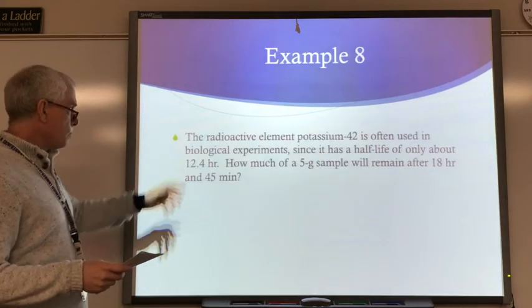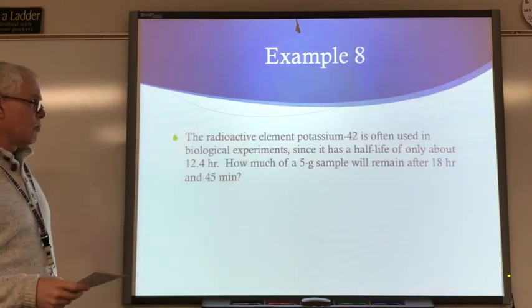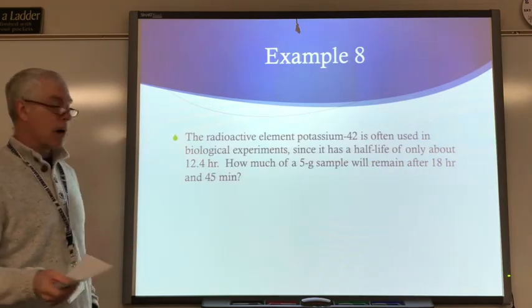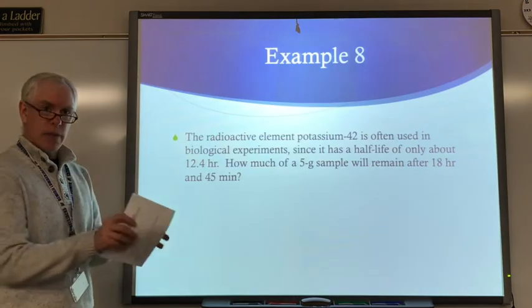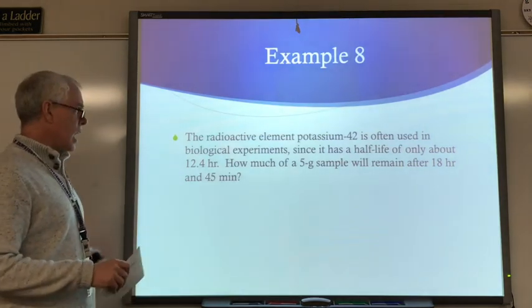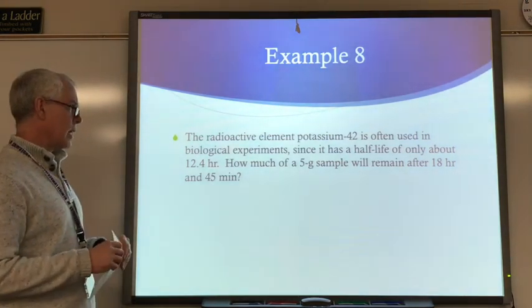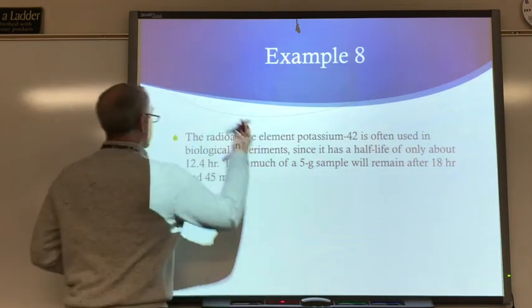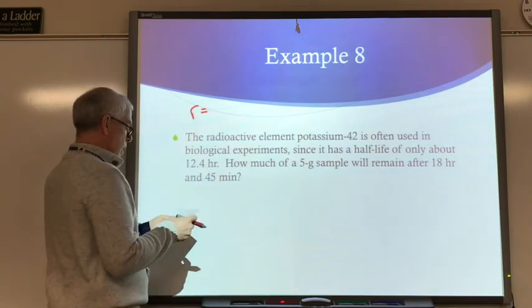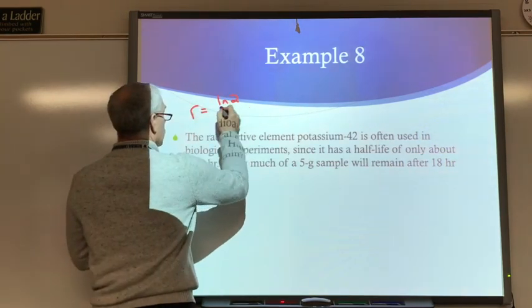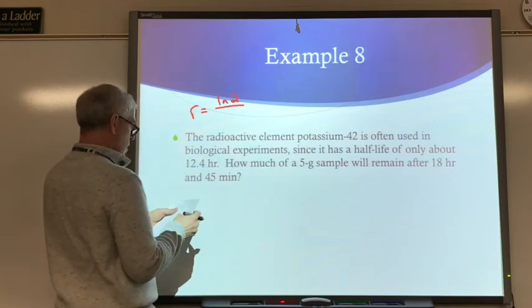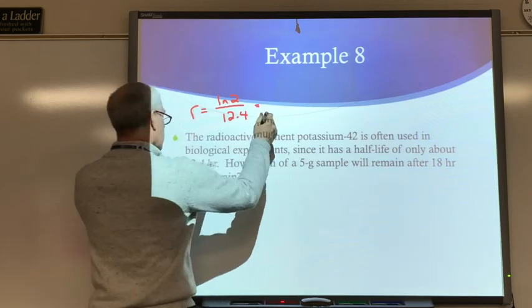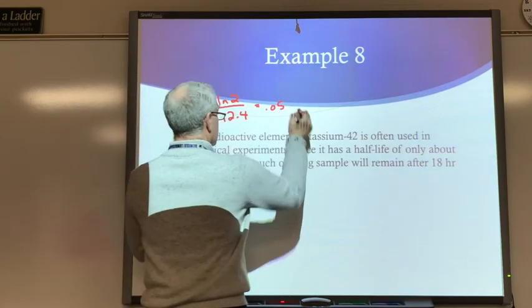Okay, so the radioactive element potassium-42 is often used in biological experiments since it has a half-life of only about 12.4 hours, meaning it'll have half the mass it did before in 12.4 hours. How much of a 5-gram sample will remain after 18 hours and 45 minutes? Okay, so the first thing I need to figure out is what my rate is going to be. And we said that that would be the ln of 2 divided by the half-life, which in this case was 12.4. Okay, and so I get 0.056 for that.